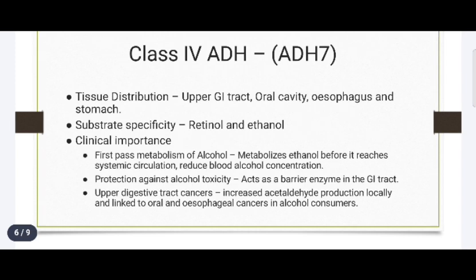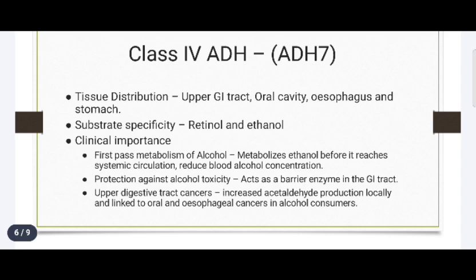Coming to the class 4 ADH, it is distributed in the upper GI tract, oral cavity, esophagus, and stomach. It is very specific for retinol and ethanol. It is a very important enzyme in drug metabolism, where the first pass metabolism of alcohol is mediated by ADH4. It metabolizes ethanol before it reaches systemic circulation and reduces blood alcohol concentration. It protects the body against alcohol toxicity.